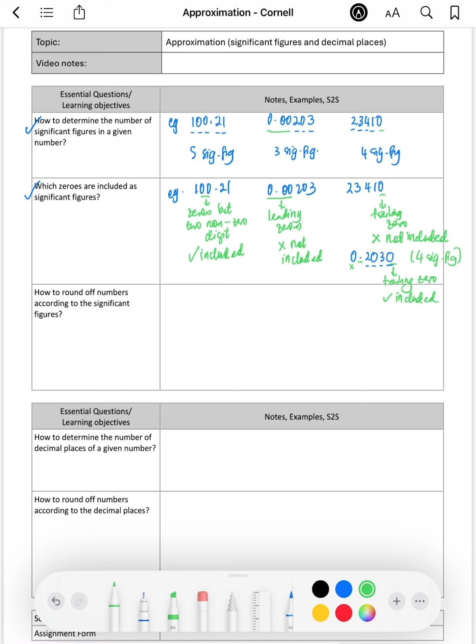So be careful of the zeros. Zeros between two non-zero digits are included. Leading zeros are not included. Trailing zeros are not included if it's a whole number. However, if the trailing zero is after the decimal point, then it is included.